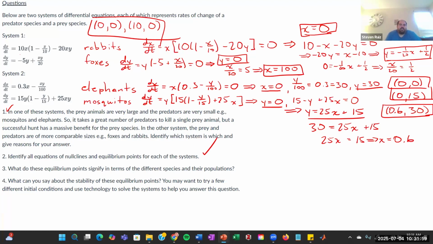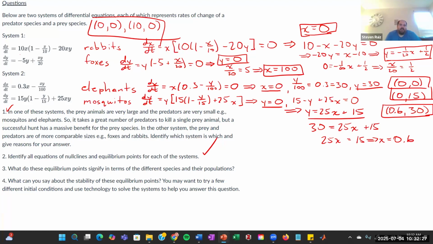So what do these equilibrium points signify in terms of the different species? I think what this says is for the rabbits and foxes, if there are foxes present, the rabbit population will not be in equilibrium. It'll either be growing or decreasing. Probably going to be cyclical, otherwise there's going to be extinction.